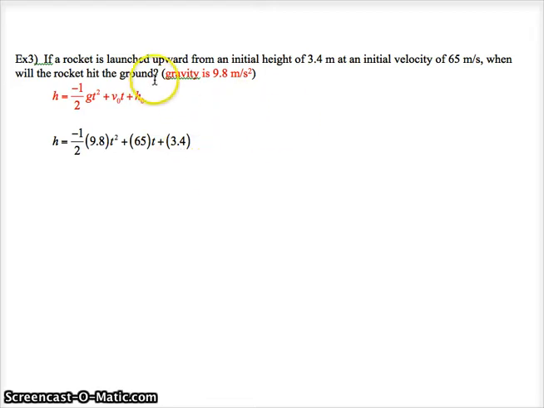And remember, you're being asked, when will it hit the ground? Well, what's the height when it hits the ground? Okay, so you're solving for t when the height equals 0. So we're going to use quadratic formula. So I want you to try and simplify this using quadratic formula and then come back and check your work.